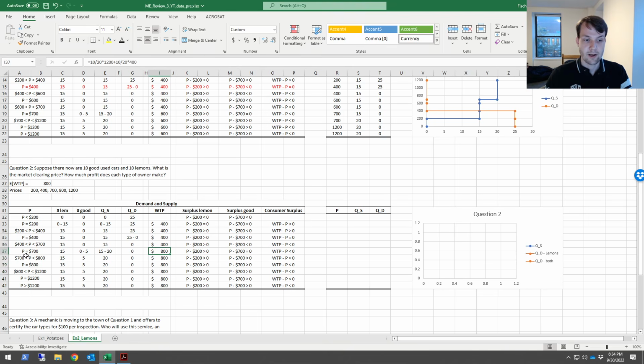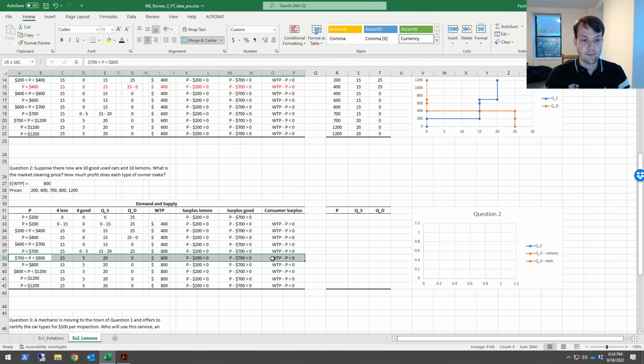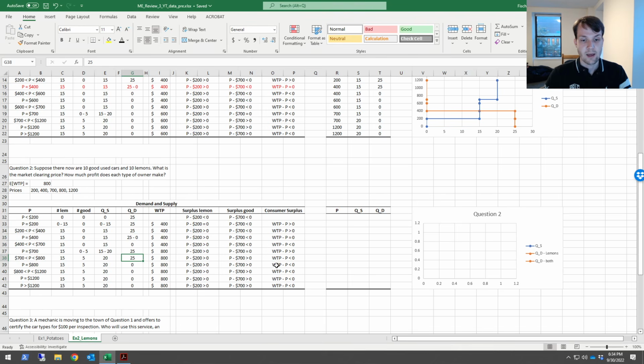And now we just compare the prices and the willingness to pay again. What we see is that in this row, the willingness to pay is 800, the price is 700. So the surplus is in fact positive. So they're going to be willing to buy exactly 25 cars. The same holds for the row below when the price is between 700 and 800.